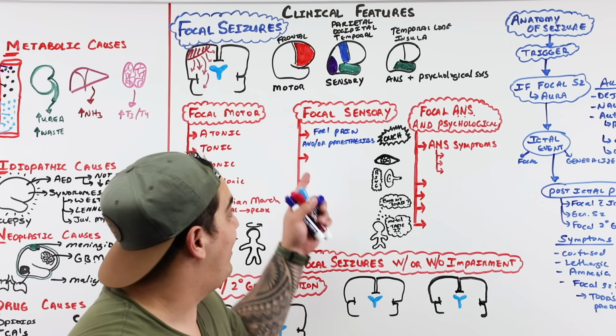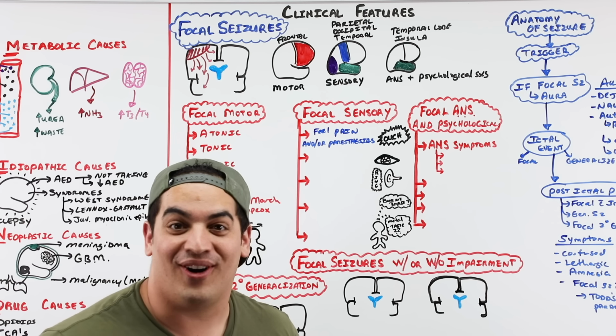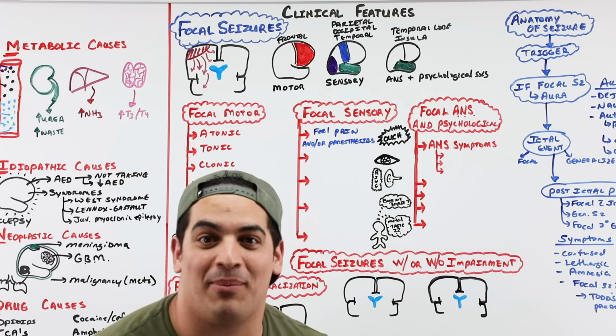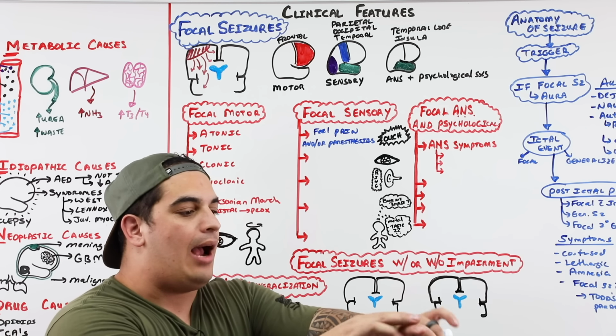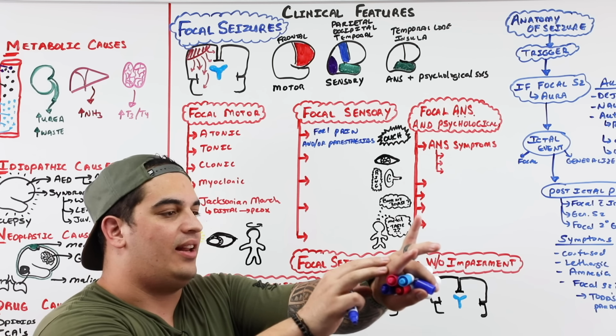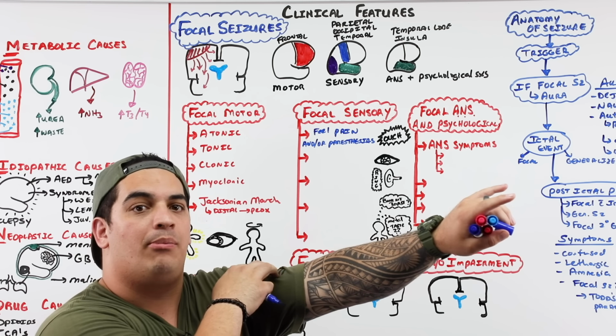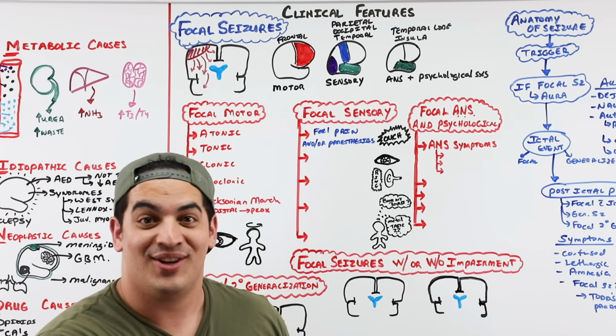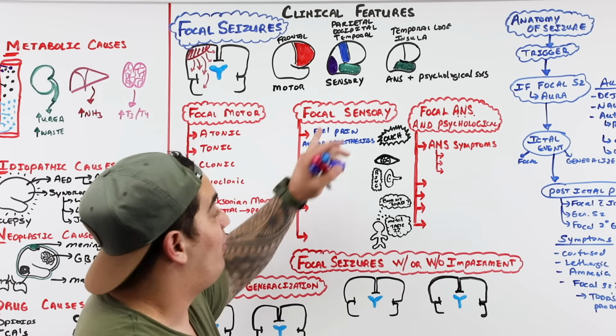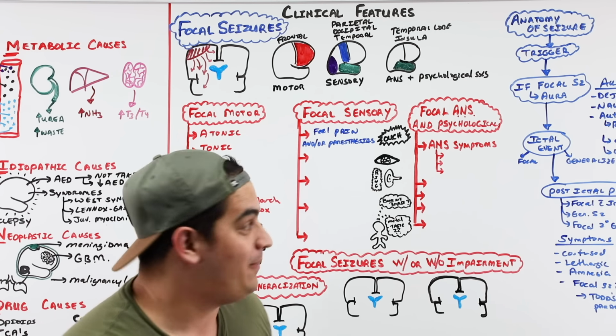And you know what's interesting about this? This can also occur in a Jacksonian march type of fashion. So where you feel abnormal pain and tingling and numbness in the hands that then spreads up to the forearm, that then spreads up into the upper part of the arm, that then spreads up into the shoulder. So you can still have Jacksonian marches with focal sensory and focal motor.